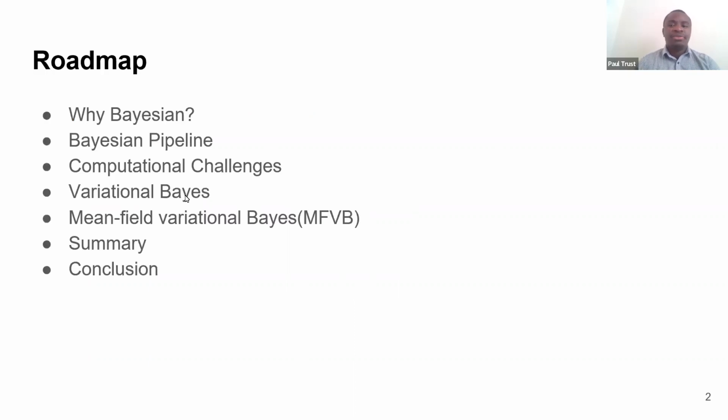So our roadmap today will be why Bayesian? Why should you go Bayesian? I will take you through the Bayesian pipeline, the computational challenges, variational Bayes, mean field variational Bayes, summary, and conclusion. We may not be able to cover everything today in this lecture, but this is the roadmap on what we shall cover throughout the course on the variational approach.